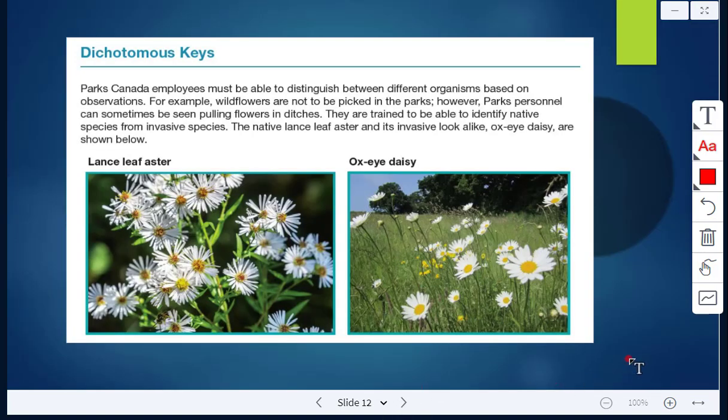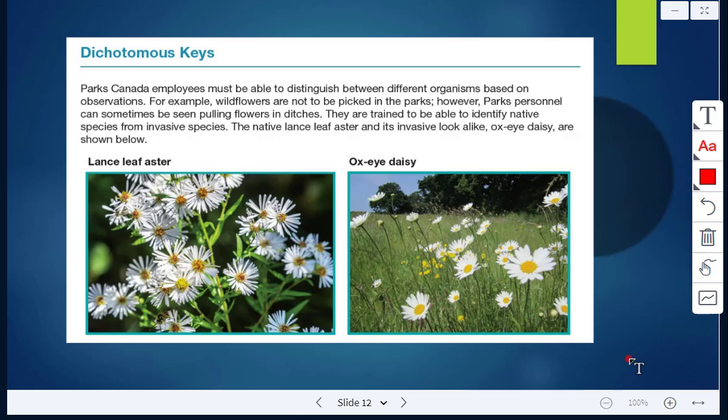All right, next are dichotomous keys. It's a method of distinguishing between different organisms. For example here, Parks Canada employees must be able to distinguish between different organisms based on observations. For example, wildflowers are not to be picked in the parks. However, parks personnel can sometimes be seen pulling flowers in ditches. So they are trained to be able to identify the native species from the invasive species.